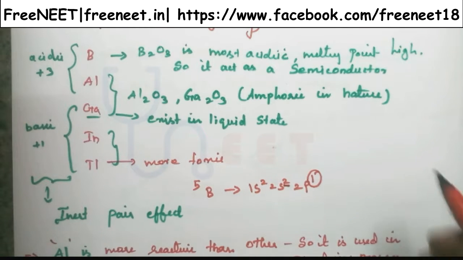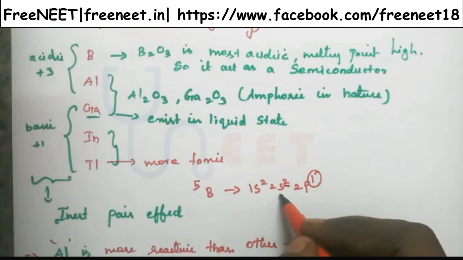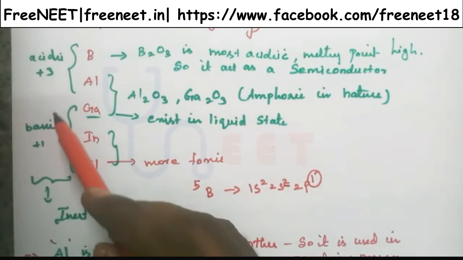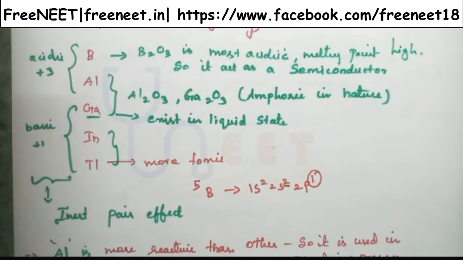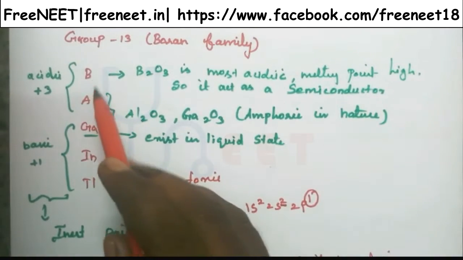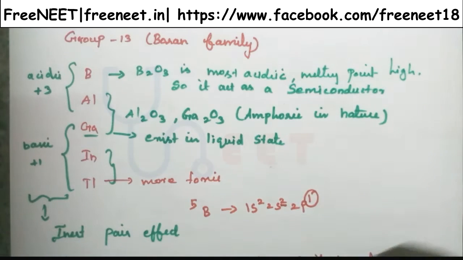I have to repeat: the outermost p electron does not get involved in chemical bonding, but the s electrons are involved in chemical bonding. So that process is called the inert pair effect. These variable oxidation states are coming because of the inert pair effect. Now boron and aluminium are acidic in nature, the remaining three are basic in nature.